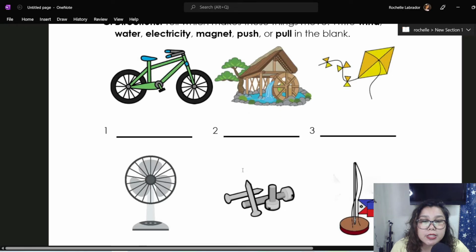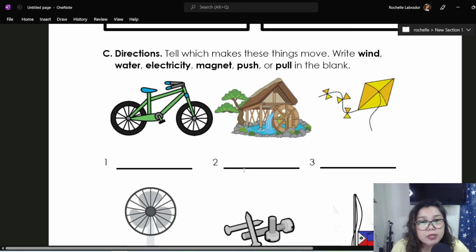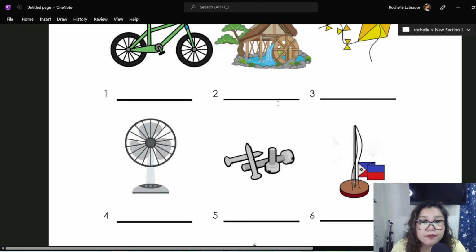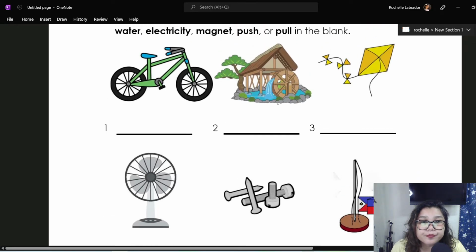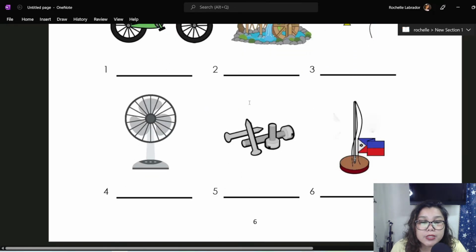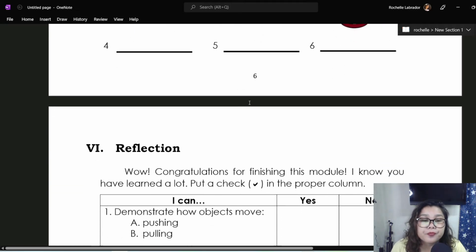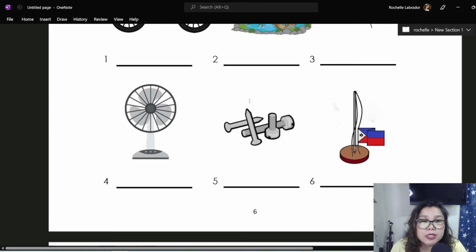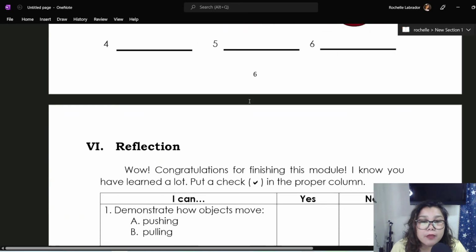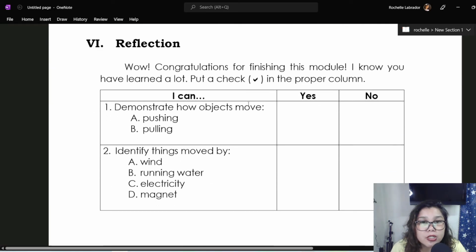And then on part C, additional directions, tell which makes these objects move. Write if it is caused by wind, water, electricity, magnet, push or pull in the blank. So you have 6 choices and you have 6 items too. Pause this part to finish part C before you go to the next page.